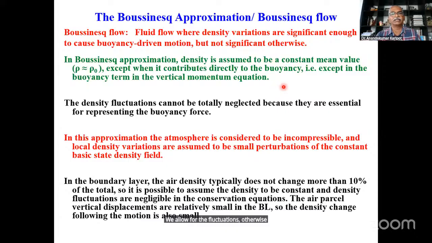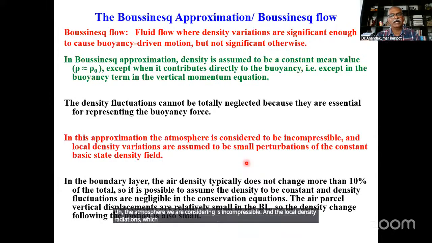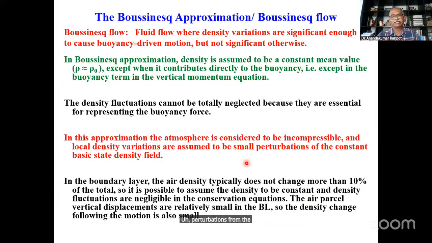Otherwise, we just assume a constant density. The reason is that if we ignore the density fluctuations totally, then we will not be able to account for all this convection, the vertical motions that are taking place in the boundary layer. So when we say density is constant, that implies that the atmosphere we are considering is incompressible, and the local density variations which we allow in the vertical component of the momentum equation are basically small perturbations from the basic state density field.